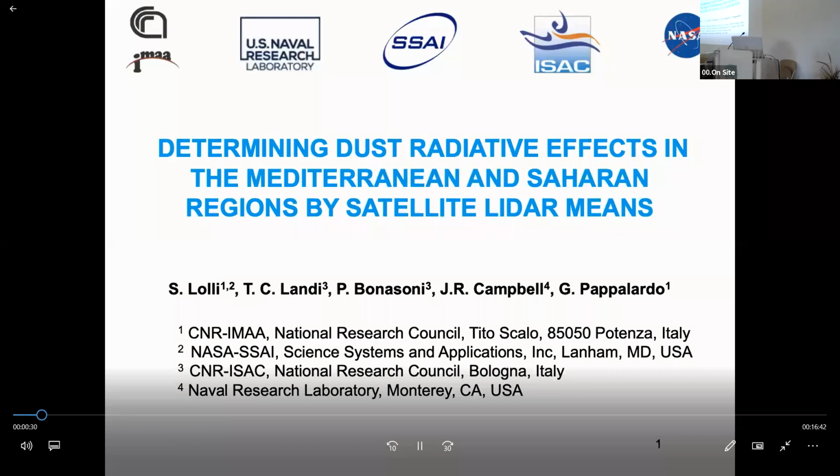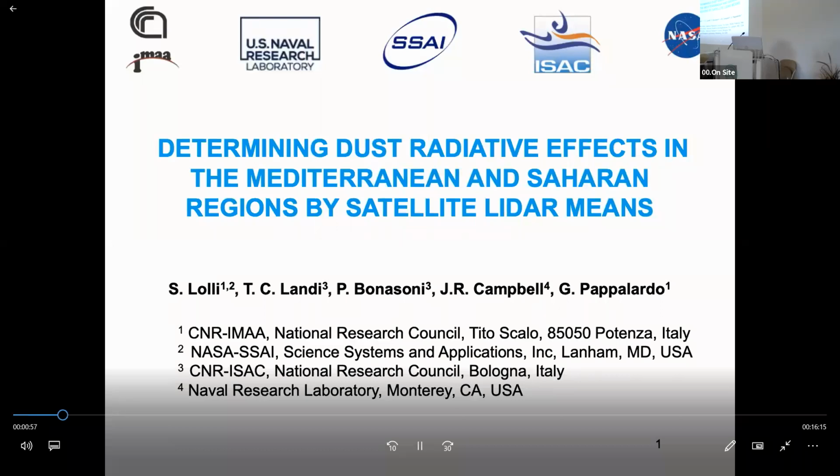So this study investigates changes in aerosol radiative effects onto highly urbanized regions across the Euro-Mediterranean basin. And this is done with respect to a natural desert region such as the Sahara, and over a decade through space-based LiDAR observation.